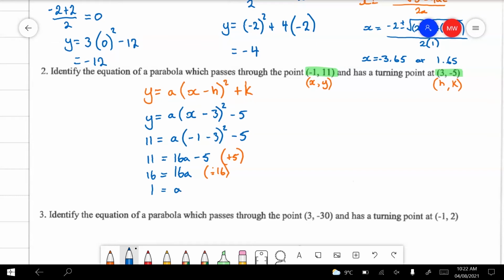So I know that a is 1 now, so now all I need to do is just write out the equation. So I go back to this step here and pick this up and replace the a with a 1. So I end up with y equals 1 times (x minus 3) squared minus 5. Remember, technically there's a 1 sitting here, but we don't need to write it in. So our final answer is this equation.